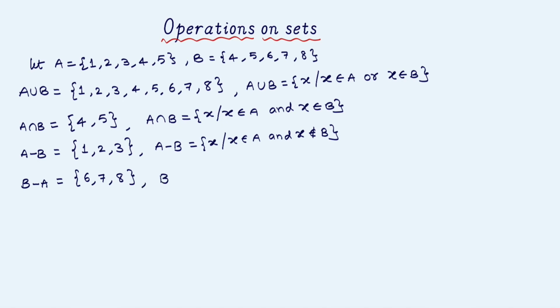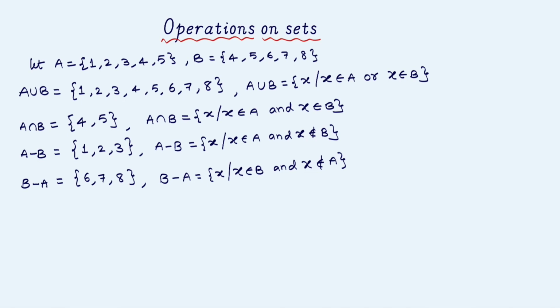Now we can write B minus A in set builder form as x such that x belongs to B and x does not belong to A. This is the set builder form of B minus A.